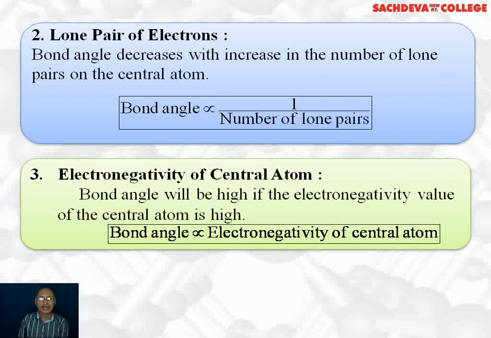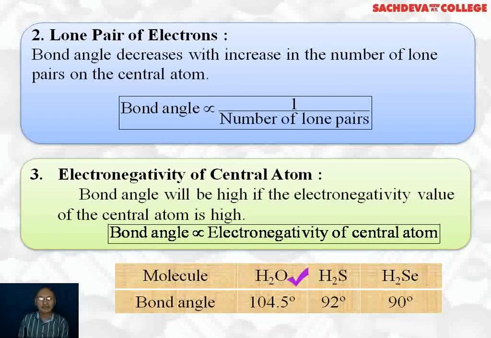Bond angle will be high if the electronegativity value of the central atom is high. That is, bond angle is directly proportional to the electronegativity of the central atom. What is meant by central atom? The atom which forms two or more bonds is called the central atom.